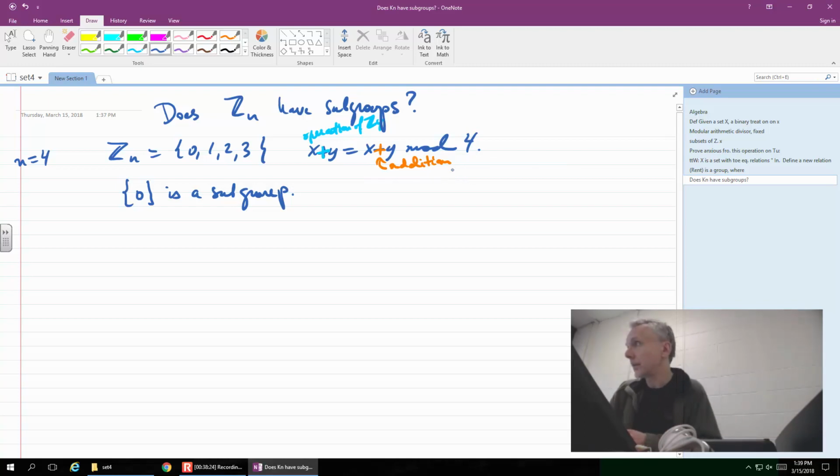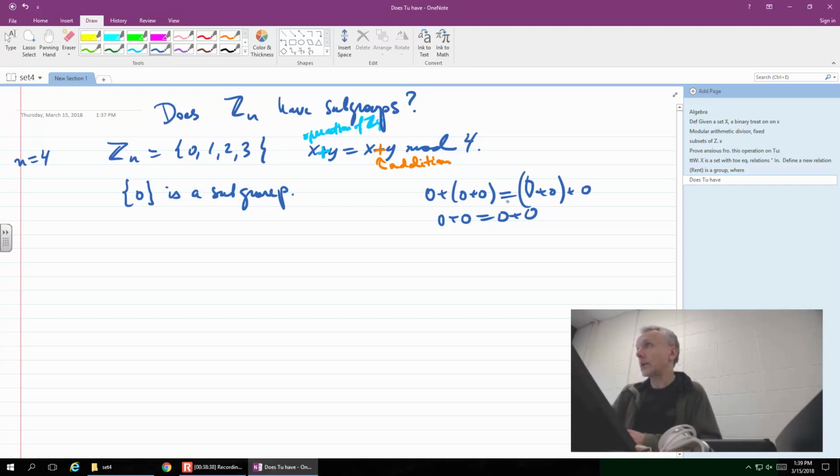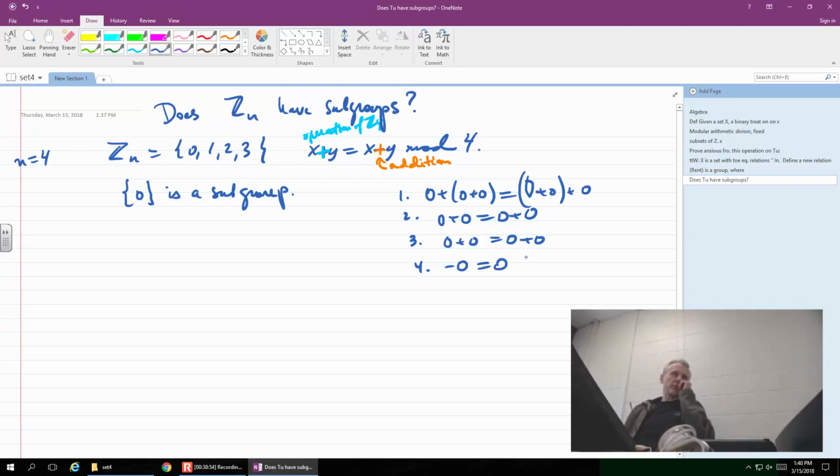Once again, what is the first axiom? 0 plus 0 plus 0 is equal to 0 plus 0 plus 0. 0 plus 0 is equal to 0 plus 0, so it's an abelian group as well. Is there a 0 in this group? Yes, it is the 0. Okay, 1, 2, 3. And number 4, what is negative 0? It's still 0, yes. Just make sure you go over these to convince yourself. So {0} is a group to begin with.